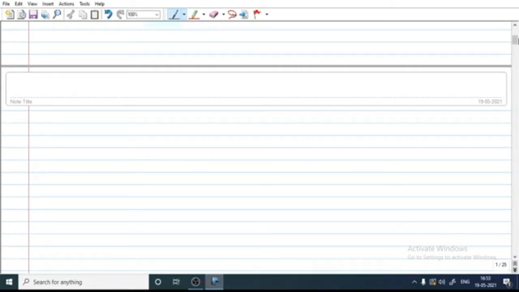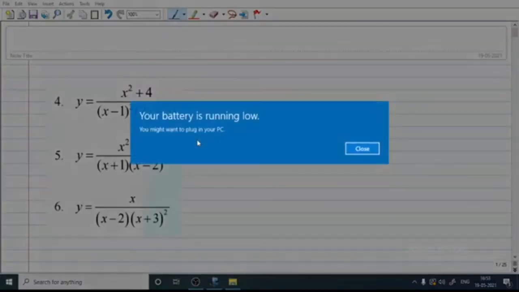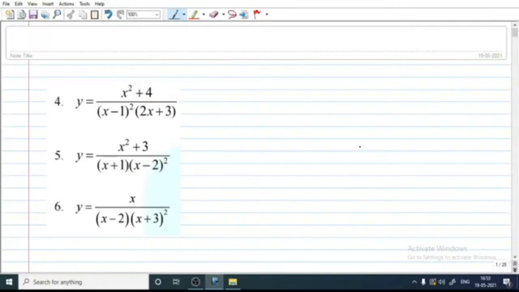Now in this session we are going to take these three questions. The fourth question is y equals (x square plus 4) upon (x minus 1) the whole square into (2x plus 3). Can you tell me whether it is a proper rational expression or an improper rational expression? It is a proper rational expression because the degree of the numerator is 2 and the degree of the denominator is 3. So the degree of the denominator is higher than the degree of the numerator.